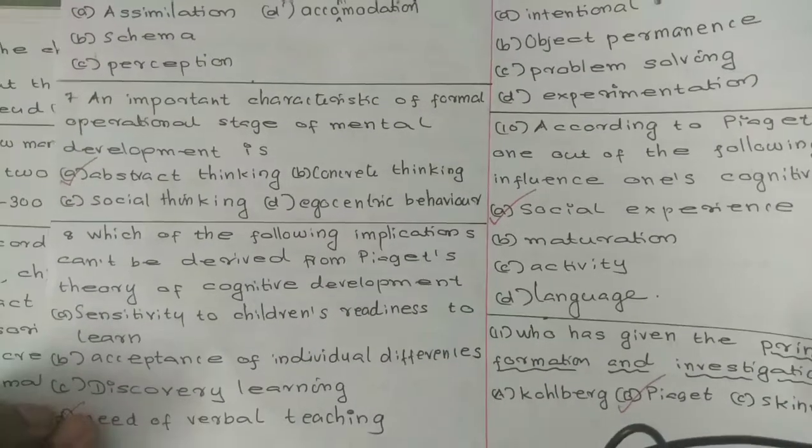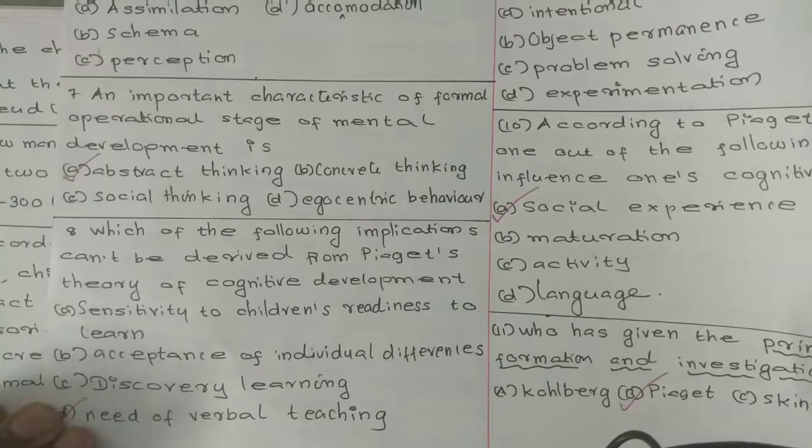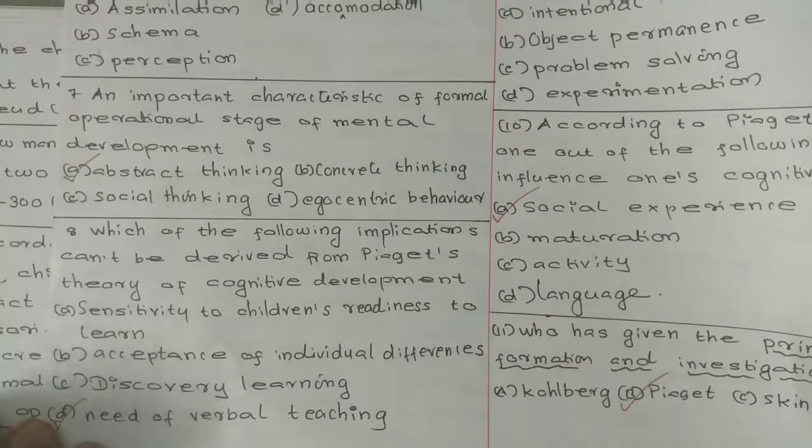Which of the following implications can't be derived from Piaget's theory of cognitive development? Sensitivity to children's readiness to learn, acceptance of individual differences. Option C, discovery learning. Option D, need of verbal teaching. So the answer is need of verbal teaching.